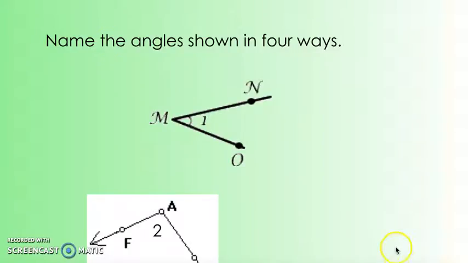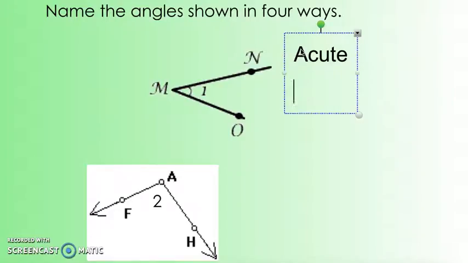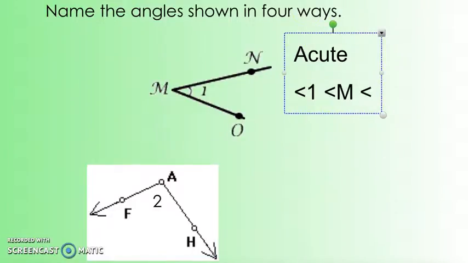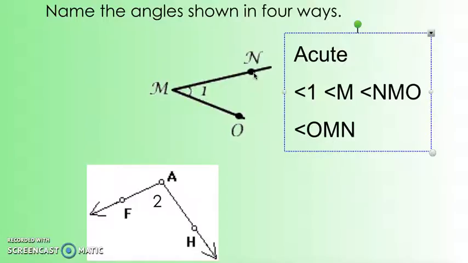So first of all, we're going to name these angles, and if I look at this angle, what kind of angle is this? This is an acute angle. Nice job. And there are some ways to name this. What are 4 different ways that I can name this angle? Yep, we can say angle 1 or angle M. Then the other ways, I need 3 points to name it. So I start on the outside, N, then M. M is my vertex, so it's got to go in the middle, and then O. And my 4th final way is going the opposite direction, O, M, N.